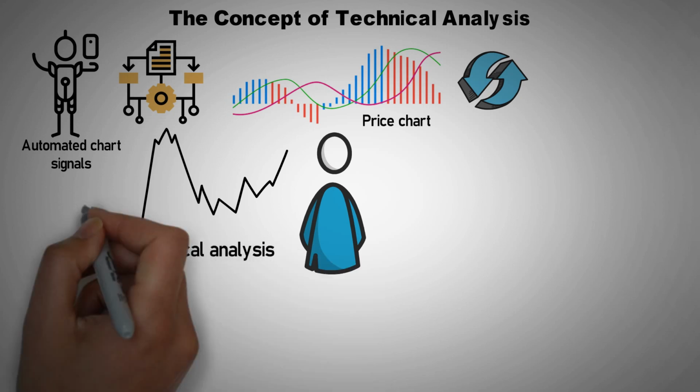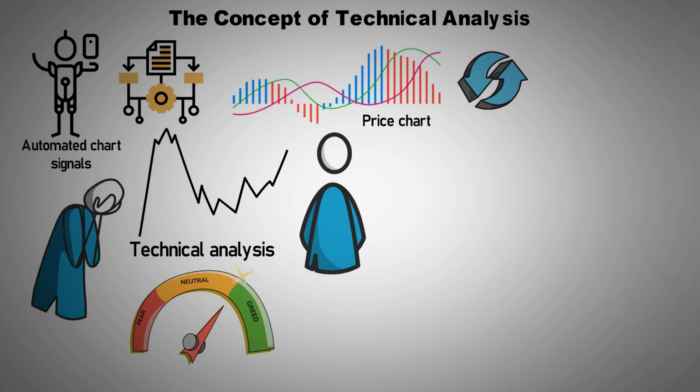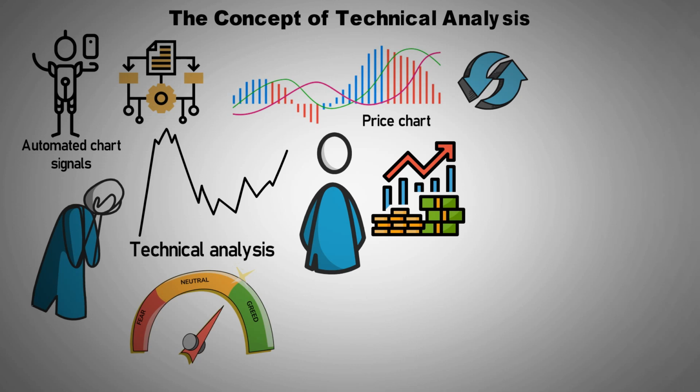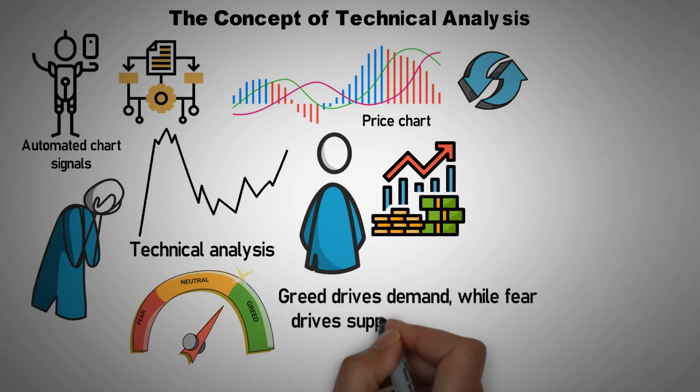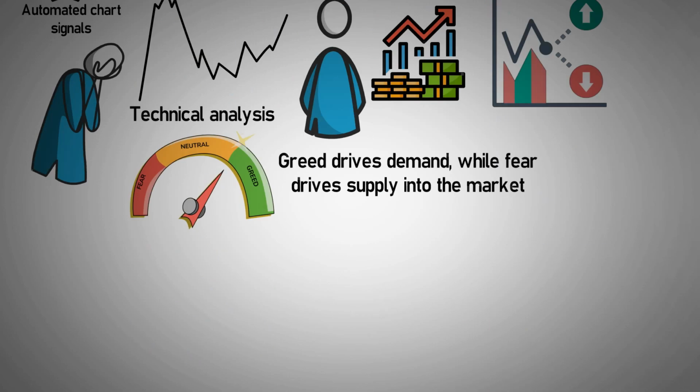Humans have a tendency to get excessively emotional, particularly when it comes to fear and greed. Fear and greed, and to a lesser extent, supply and demand, influence price behavior in financial markets. Greed drives demand, while fear drives supply into the market. These human behavioral tendencies, on the other hand, are predictable.